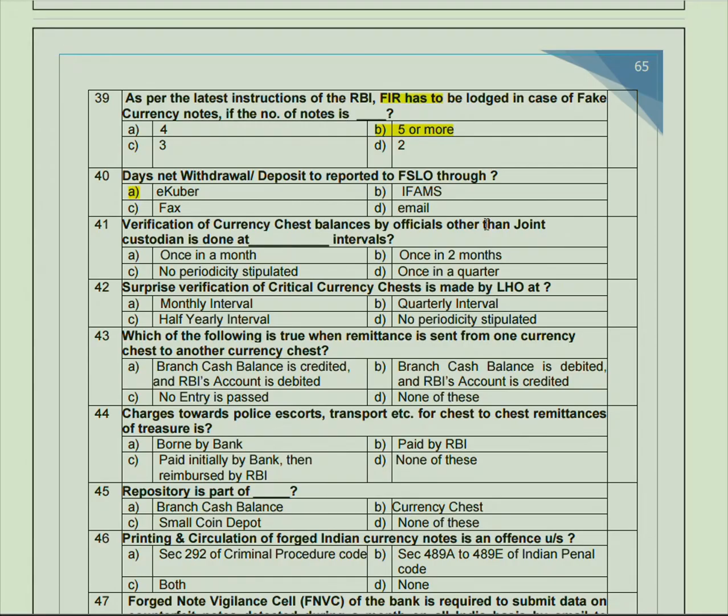Verification of currency chest balances by officials other than joint custodian is done at. So the 41st answer is once in 2 months.